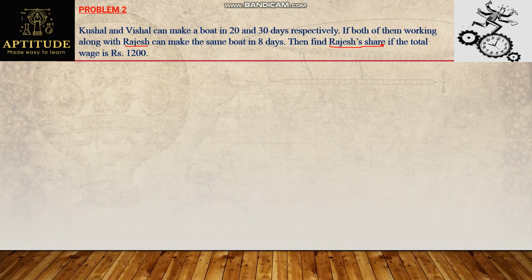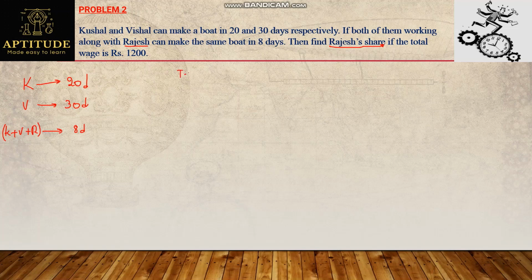So let's solve here. Kushal and Vishal can make a boat in how many days? Kushal can make a boat in 20 days, while Vishal can make the same boat in 30 days. And what is one more condition? Working together with Rajesh. So Kushal, Vishal and Rajesh work together and finish the same boat in 8 days. So first of all, find out their efficiencies. By that I can find out Rajesh's efficiency clearly.